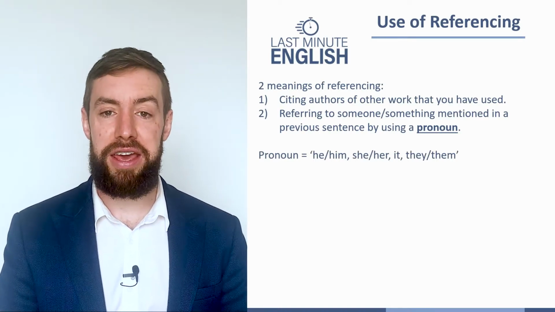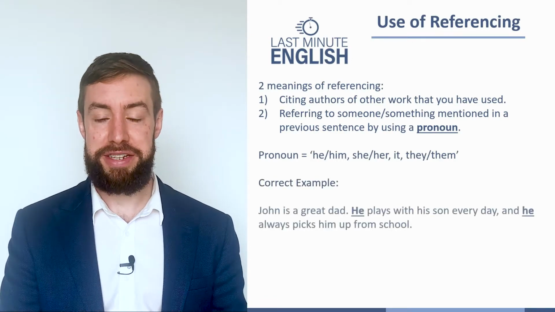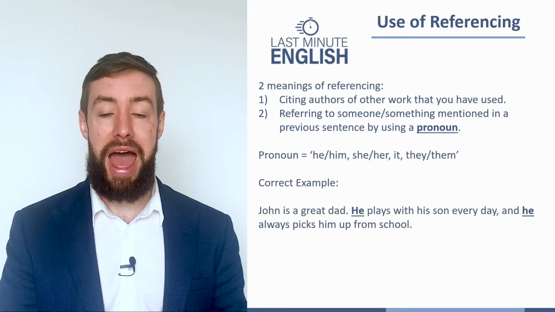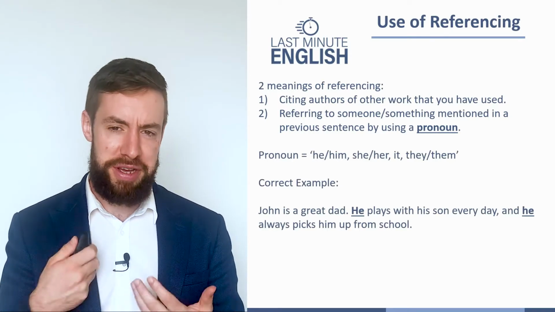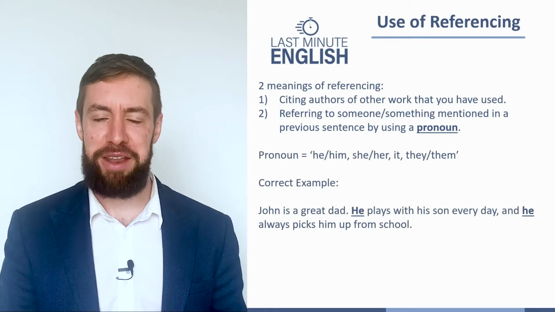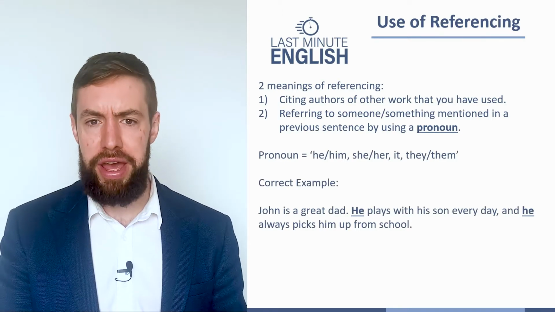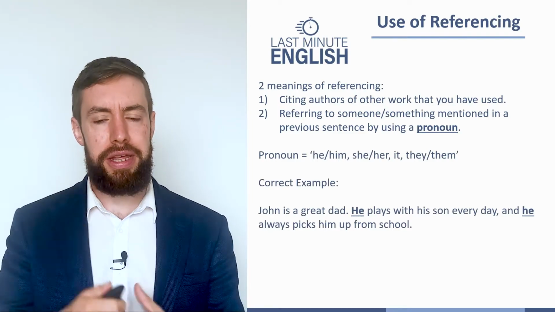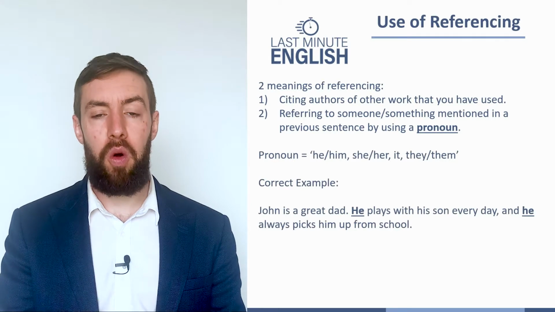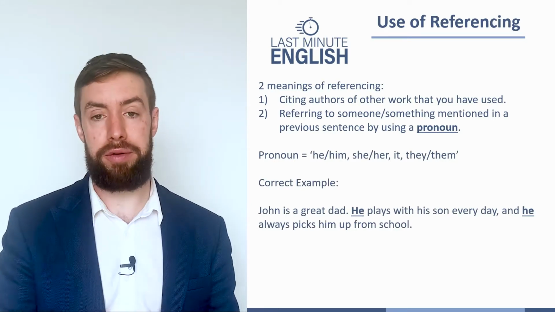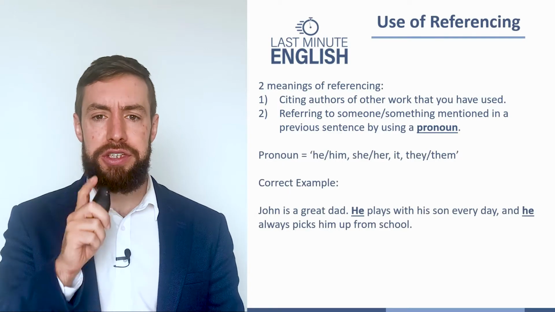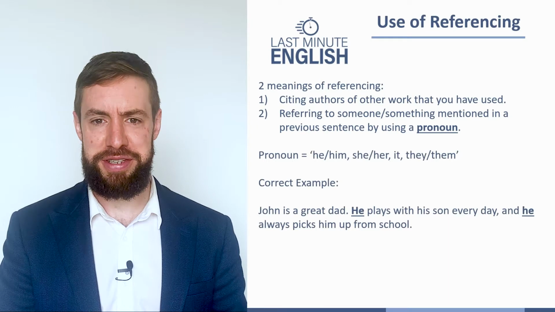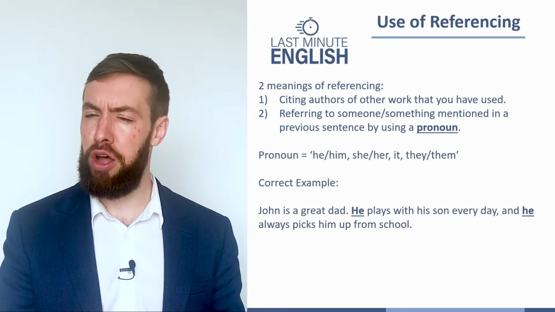Let's take a look at a correct example. So we could say, John is a great dad. He always plays with his son and he picks him up from school every day. So he is, what a great dad. The pronouns that we've got there are the he and the he, and we've used them very clearly so that we know that we're always talking about John. We're always talking about the dad. So that sentence, the meaning is clear. But on the next page, we're going to see some examples where maybe not so clear.